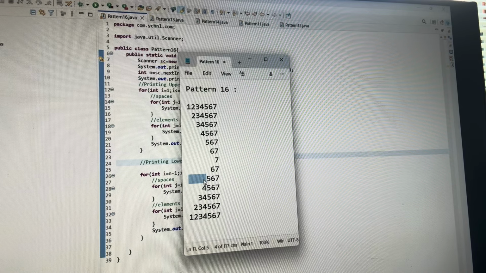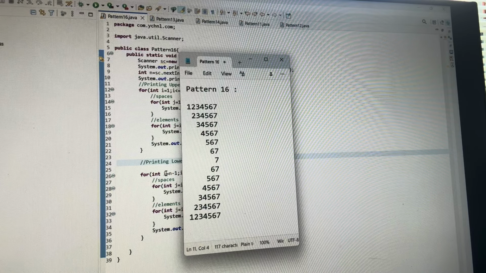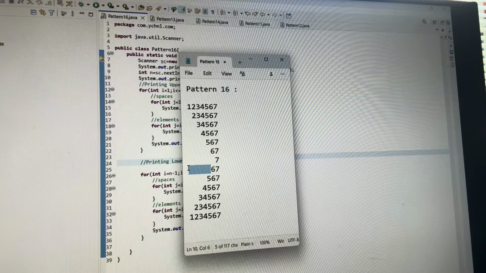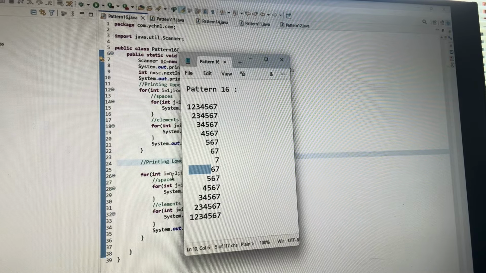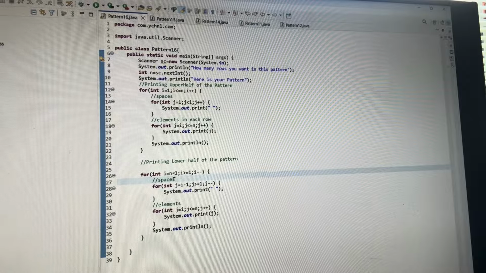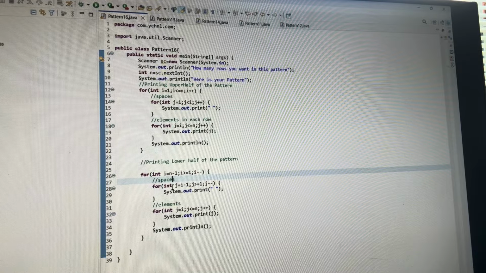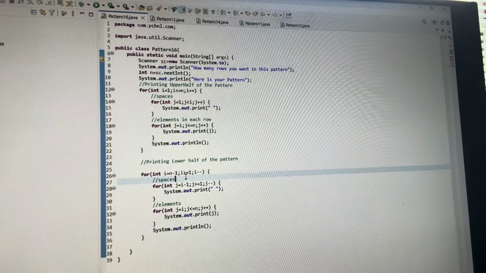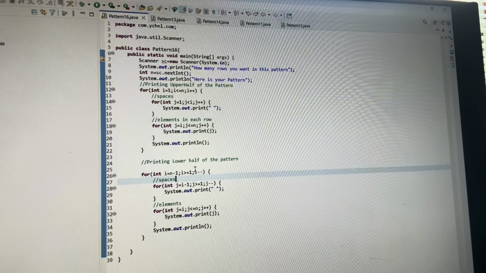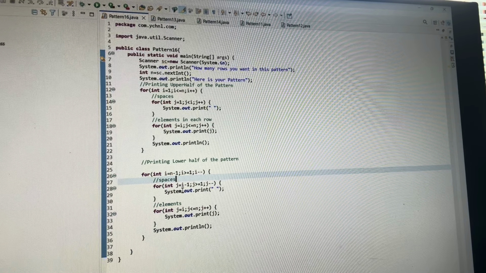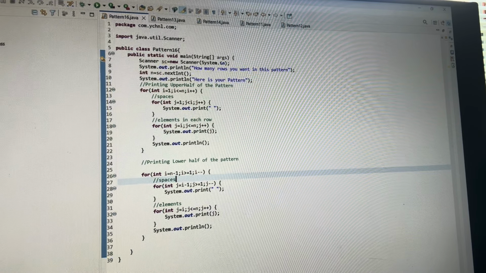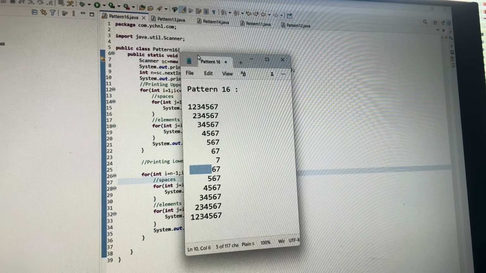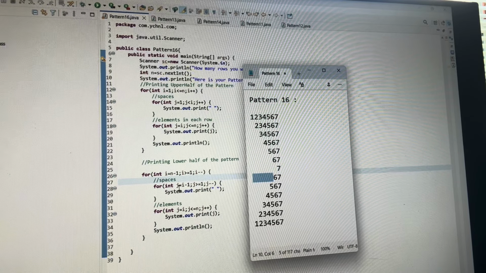So how do the spaces work? Whenever I value is 6, at that time how many spaces? 5 spaces, right? Whenever I value is 6, j value should be 5. It's 5 spaces. Here if you see, whenever I value is 6, 5 spaces.